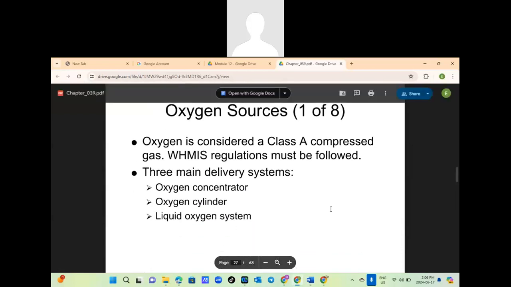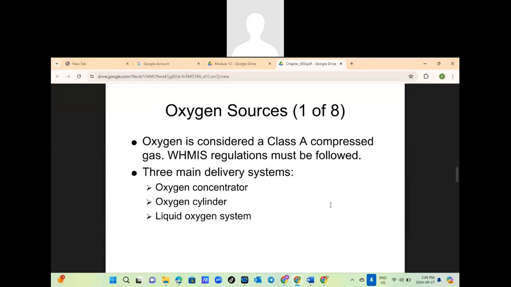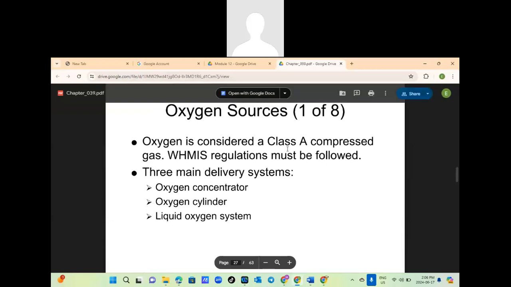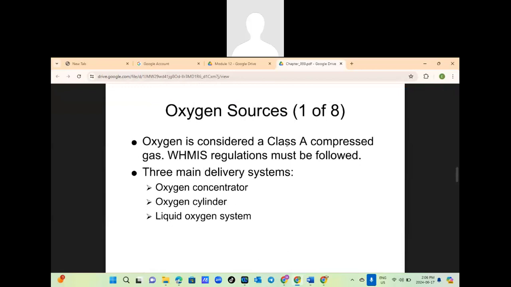Okay, so oxygen is considered a class A compressed gas. So we know that WHMIS regulation must be followed. As a class A gas, it's combustible. So you have to make sure that the combustible items such as clothing, towels, and sheets that have static charge should be away from the oxygen source, so that it reduces the risk of fire.